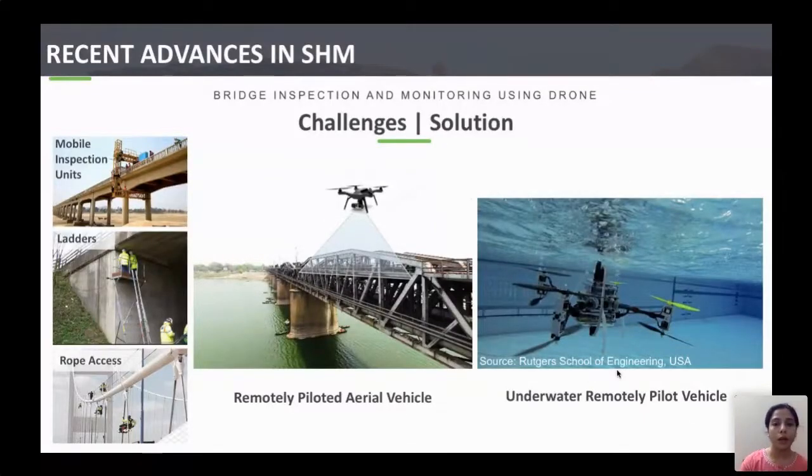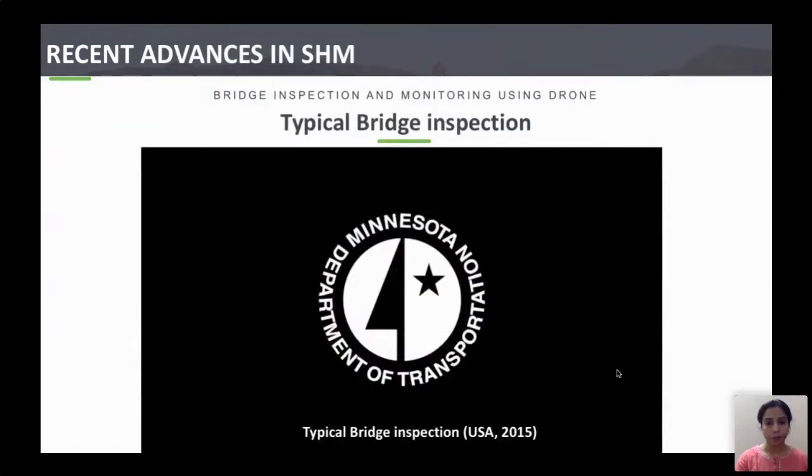Okay. So next are the recent advances in SHM. Here, first we'll cover the drone technology. We know that the current practices are rope access ladders, and at most the mobile bridge inspection units, but they are many times slow and risky. So drone technology is basically a way which has revolutionized the visual inspection till now, I would say.